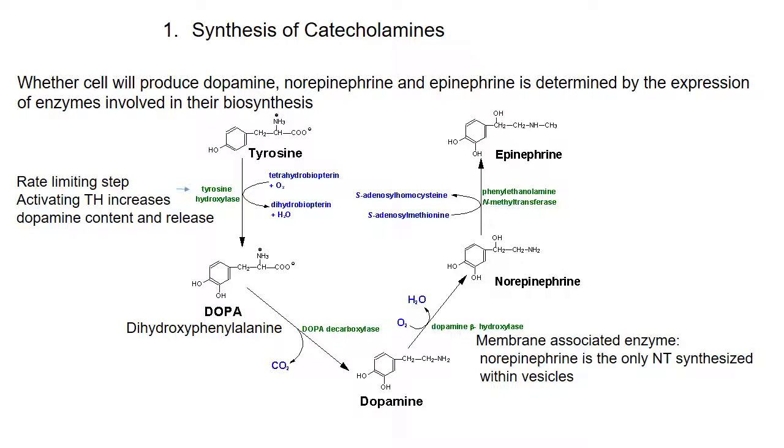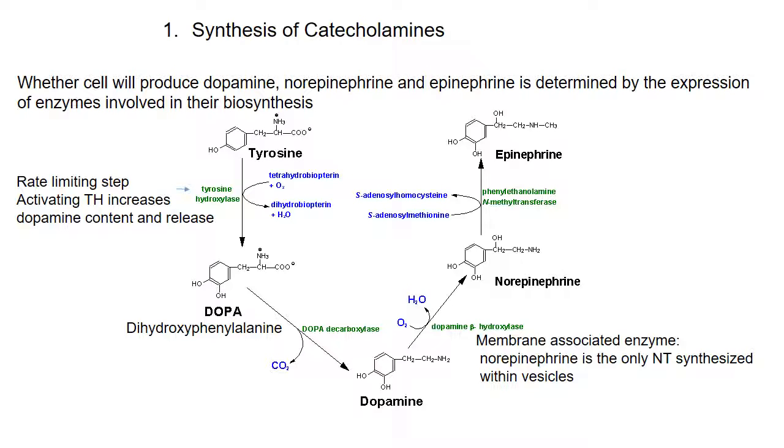It's important to know that biopterin is really required for this reaction, and if you have problems with biopterin, you will also have problems making dopamine. So this first reaction, hydroxylation of tyrosine, leads to formation of dihydroxyphenylalanine, or DOPA. The next enzyme is DOPA decarboxylase, which removes a carboxyl group to make dopamine. So in neurons that make dopamine, only those two enzymes are going to be expressed: tyrosine hydroxylase and DOPA decarboxylase.